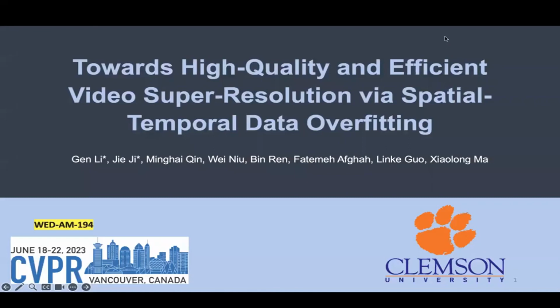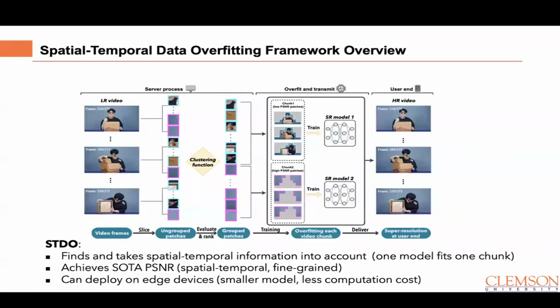Hi, this video is for the introduction of our paper, towards high quality and efficient video super resolution via spatial temporal data overfitting. Leveraging the overfitting ability of the DNN to achieve video resolution upscaling has become a new trend in the modern video delivery system. However, a large number of chunks are expected to ensure good overfitting quality, which substantially increases the storage and consumes more bandwidth resources for data transmission.